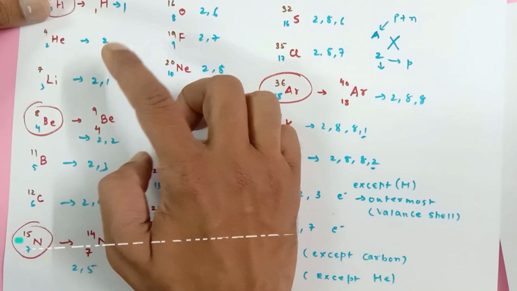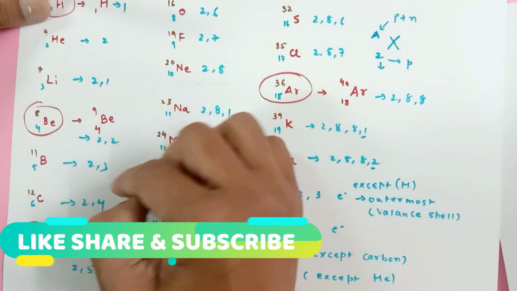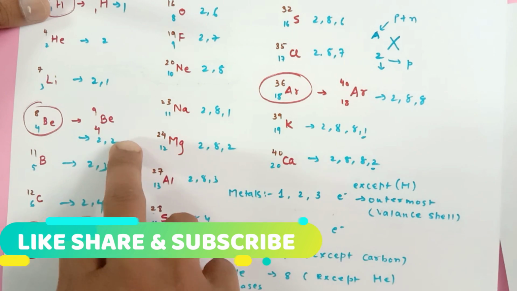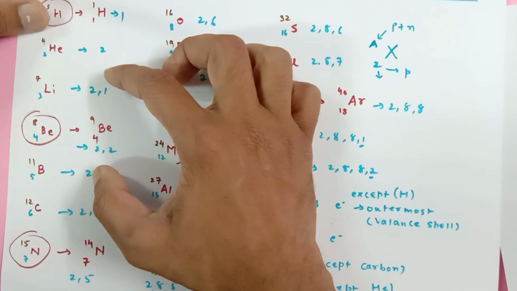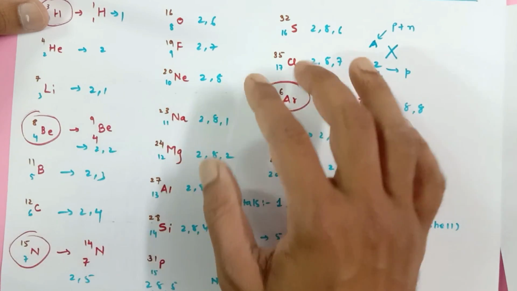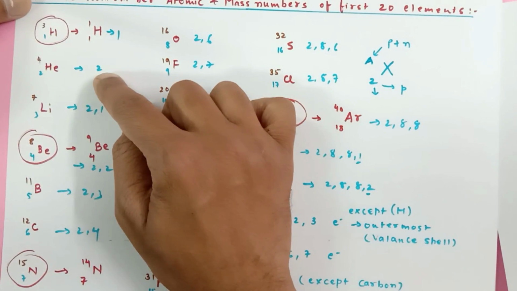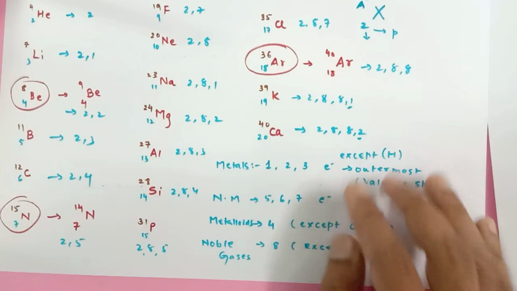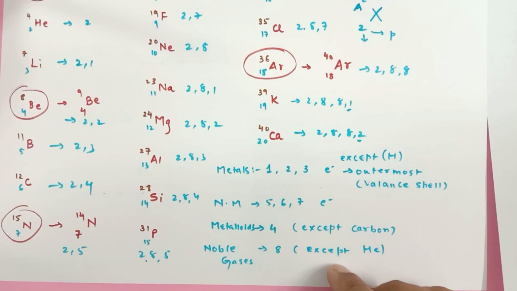So these 3, lithium, beryllium and boron, since they have 1, 2, 3 electrons in the outermost shell, can be classified under the metals. This however sometimes remains an exception. 2, helium. Now why is helium considered a noble gas?